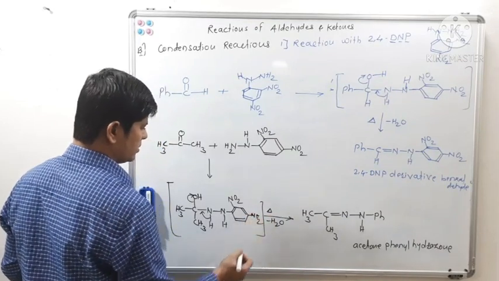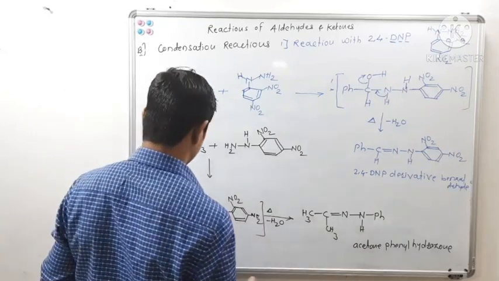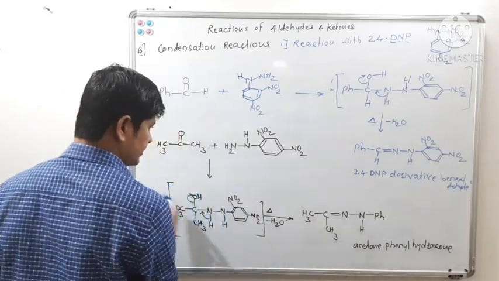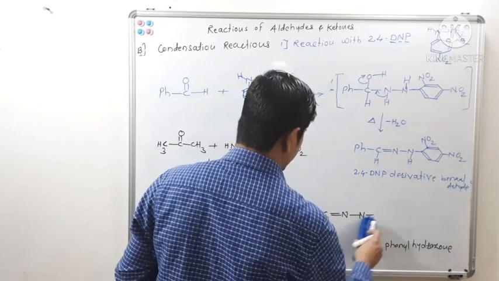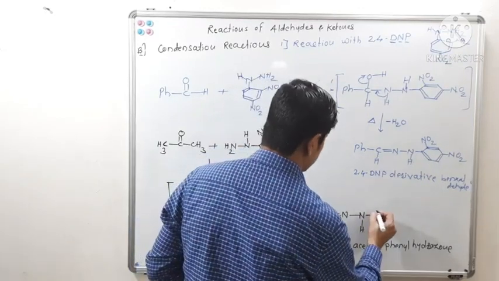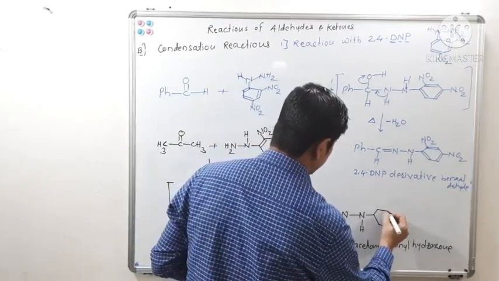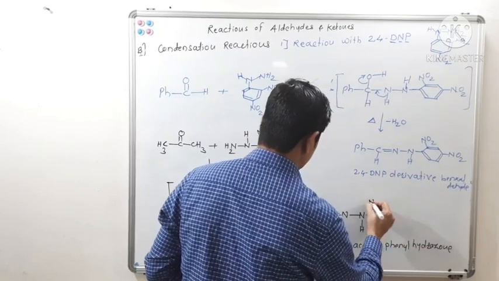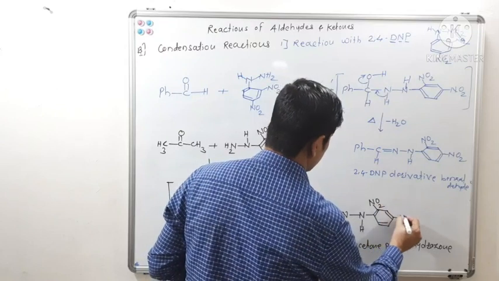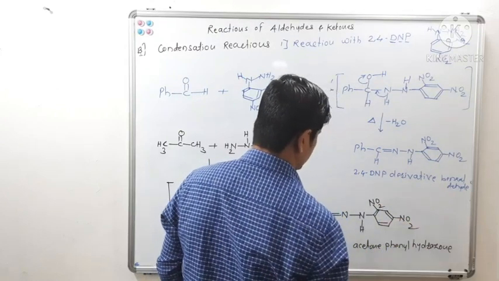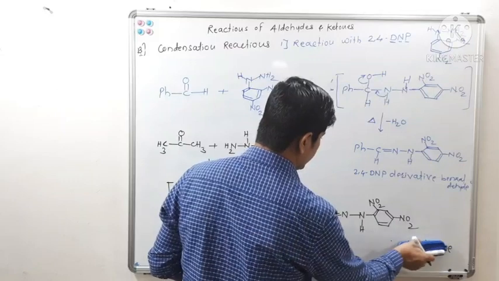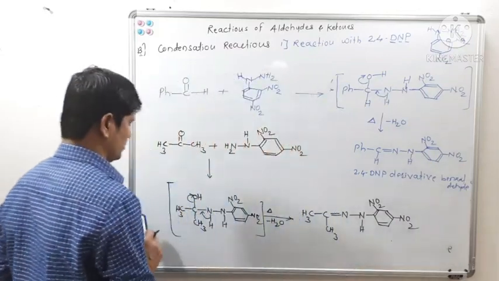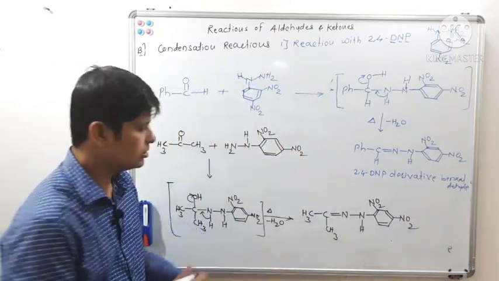Okay, now here also what will you get? The same type of adduct, just the phenyl ring will have a 2,4-dinitro group. So here what will we get? The 2,4-DNP derivative of acetone.